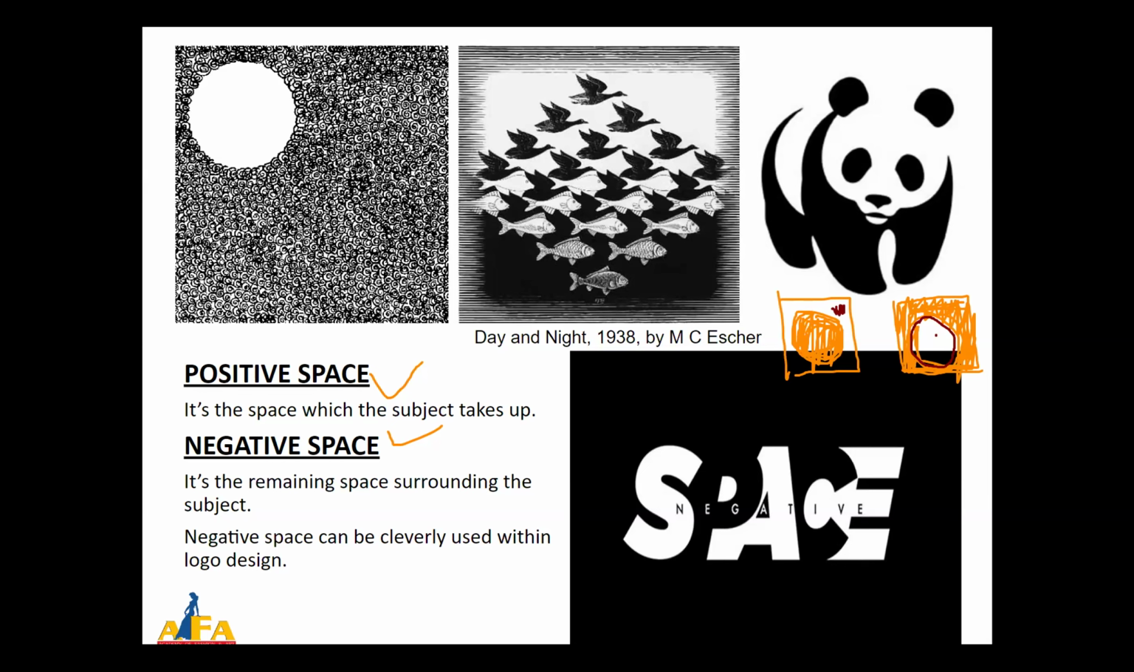Okay. Please make a note of this. Day and Night. This is a very famous painting and it is done by a great mathematician, an artist who was a great mathematician and the master of optical illusion. Please write this name. M.C. Escher. He is the master of optical illusion.